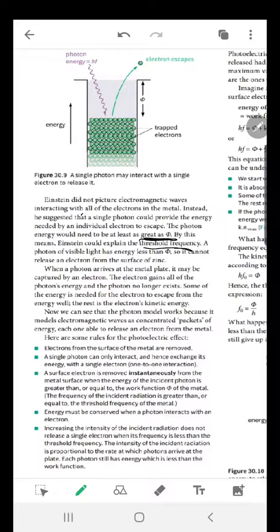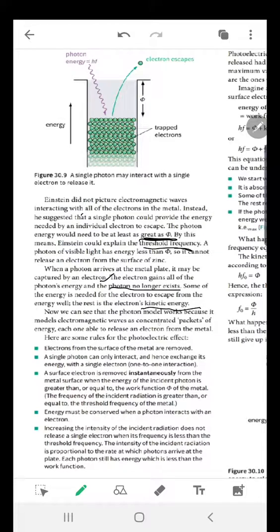When a photon arrives at the metal plate, it may be captured by an electron. The electron gains all of the photon's energy and the photon no longer exists. The electron captures the whole energy and now there is no photon. So what is left? The escaped electron and the kinetic energy. Don't forget the kinetic energy. Some of the energy is needed for the electron to escape from the energy well, and the rest is the electron's kinetic energy.